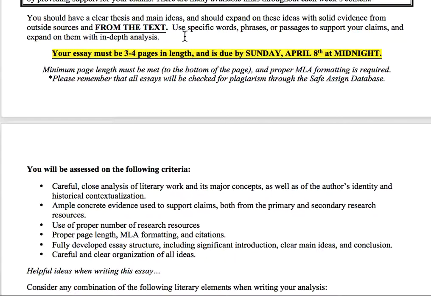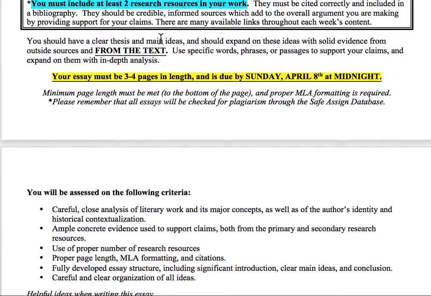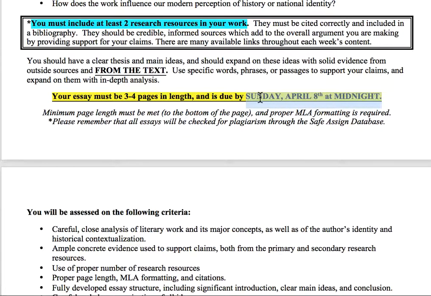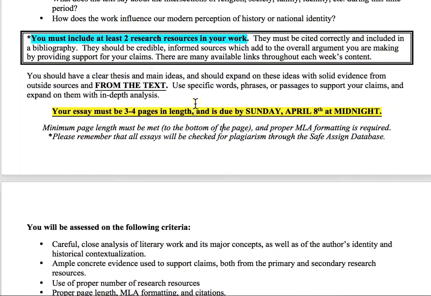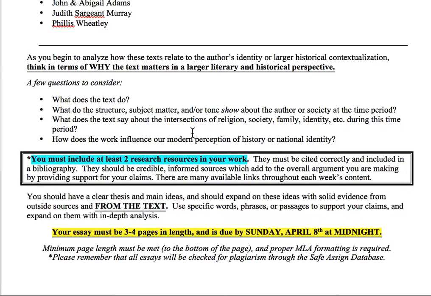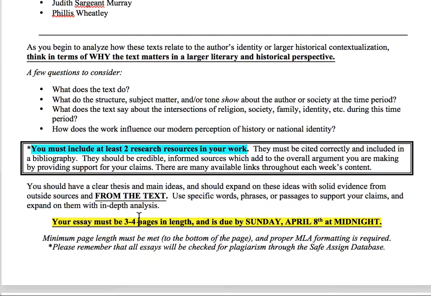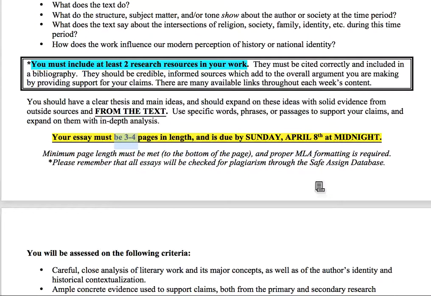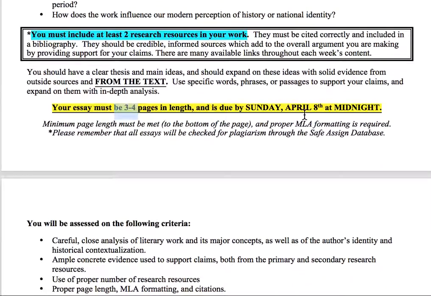So your essay is going to be 3 to 4 pages in length, and it's due by Sunday, April 8th at midnight. This means 2 things. One, that you have to turn it in by this deadline because you have all week to work on it. There cannot be a late excuse, so make sure you do it ahead of time. And then make sure that you have the minimum page number. So when I say 3 to 4 pages, you can always write a little bit more, but you can't write under. So if I say 3 pages minimum, that means it's 3 pages all the way down to the bottom of that 3rd page. Anything less than that, and I'll have to take off points.